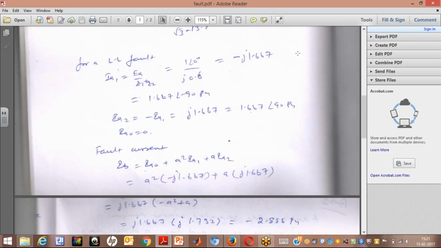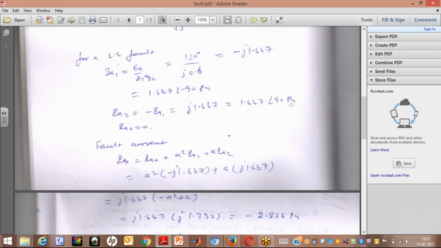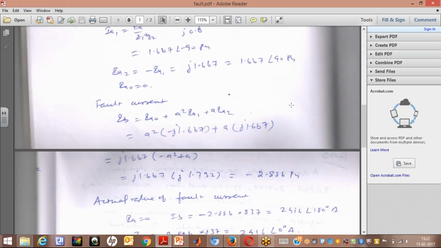IB is equal to IA naught plus A square IA1 plus A IA2. You know what is that A operator? Here I am mentioning it as A, small a. What is it, A operator or alpha operator? 1 angle 120. Yes. So using that you can substitute and calculate the value of IB.